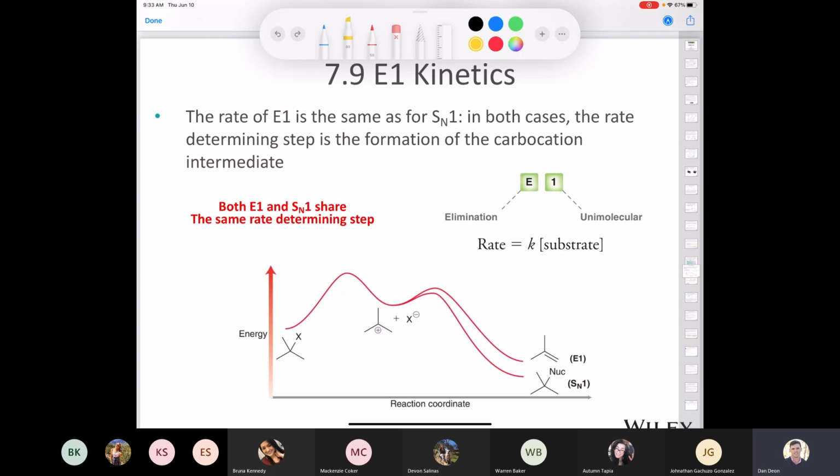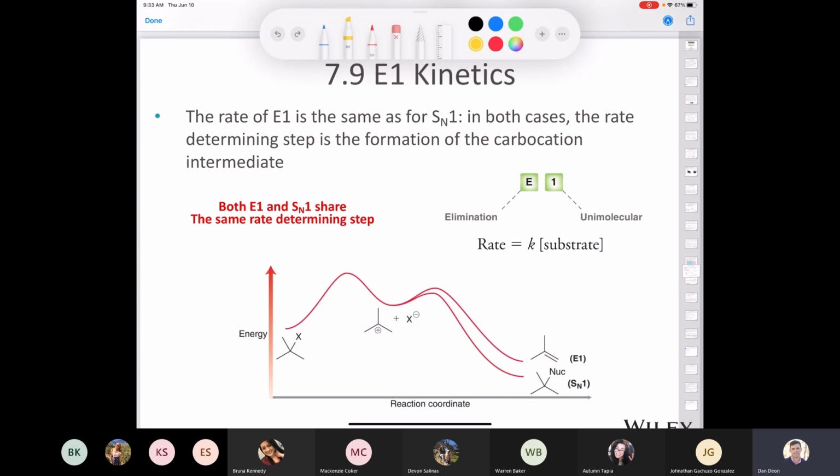Anyhow, and it's also the kinetic product. But you see that the difference in relative energy isn't all that great between our Sn1 and our E1 product, is it? It's not. There's not a huge difference there, and we're going to talk about that a little bit more.